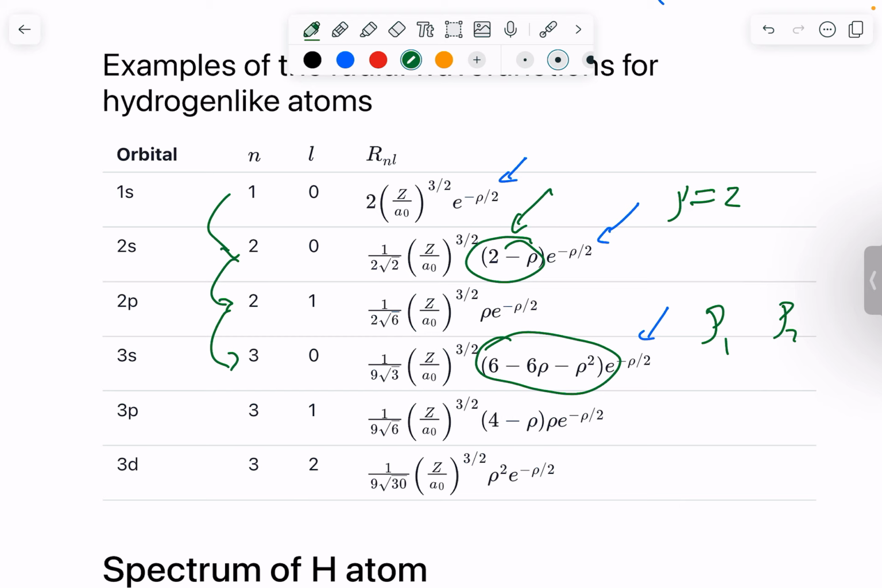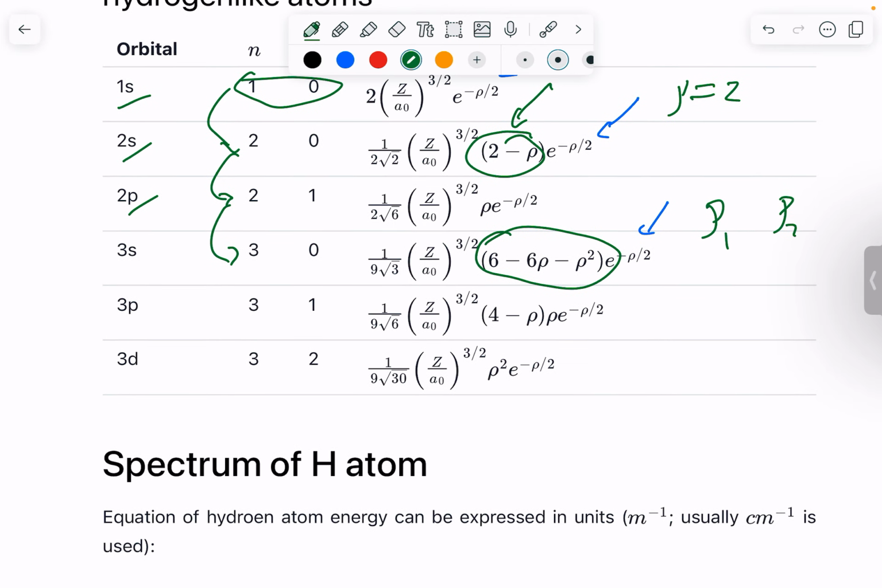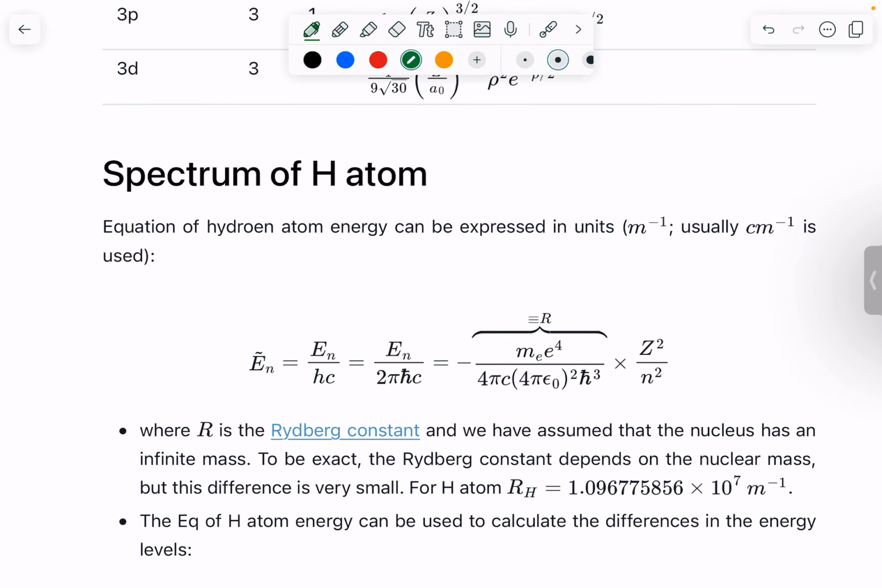Okay, so we're going to explain this notation here, this combination of n and l. We're going to have a shorthand notation where you use the letter s for l equal 0, letter p for l equal 1, letter d for l equal 2. This is a notation that we chemists, chemical engineers, and biochemists are familiar with.